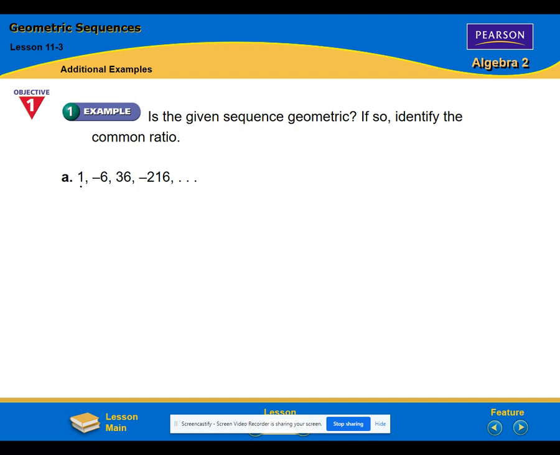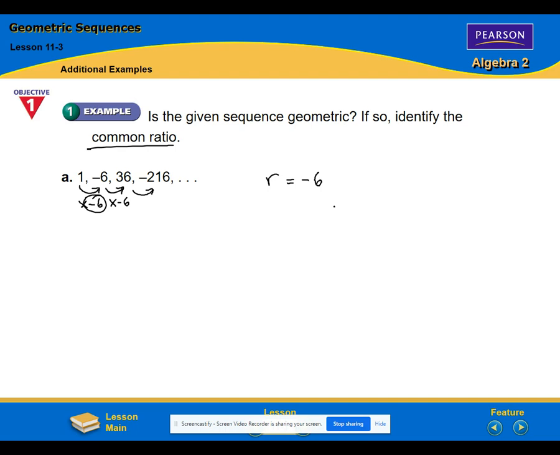But how do you get from 1 to negative 6 using a multiplier? That would be by multiplying by negative 6. How do you get from negative 6 to positive 36? Also by multiplying by negative 6. Same thing here. So in fact, this is a geometric sequence, and since it is, they say, if so, identify the common ratio. That number, negative 6, is the common ratio. The r value is negative 6.